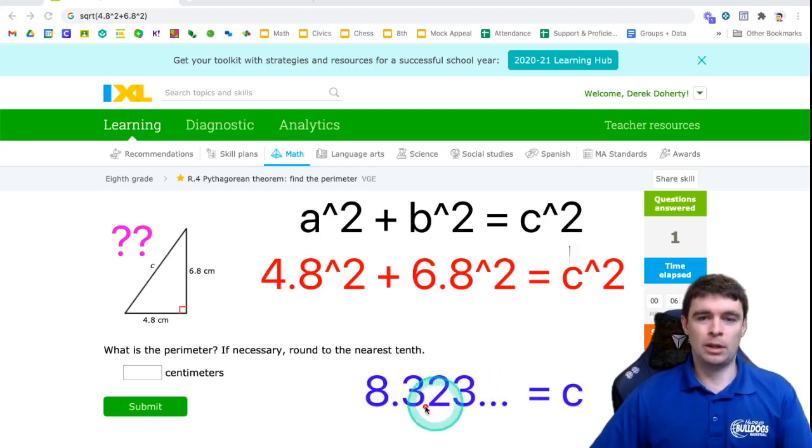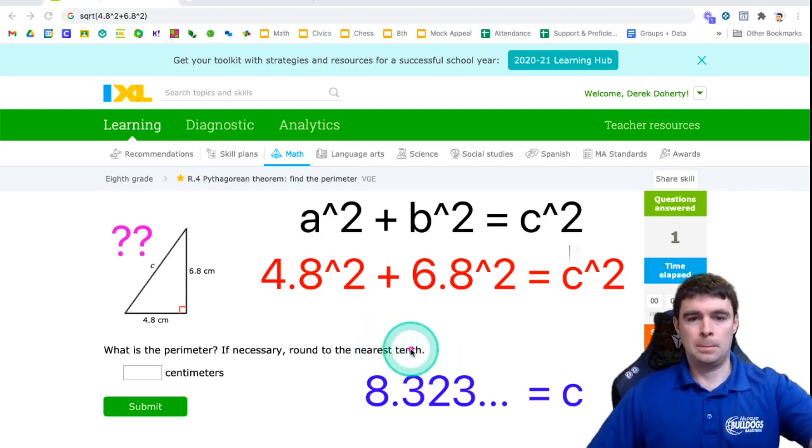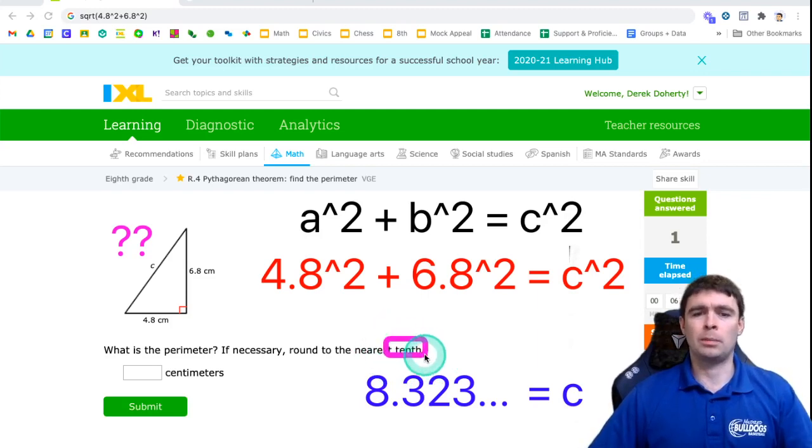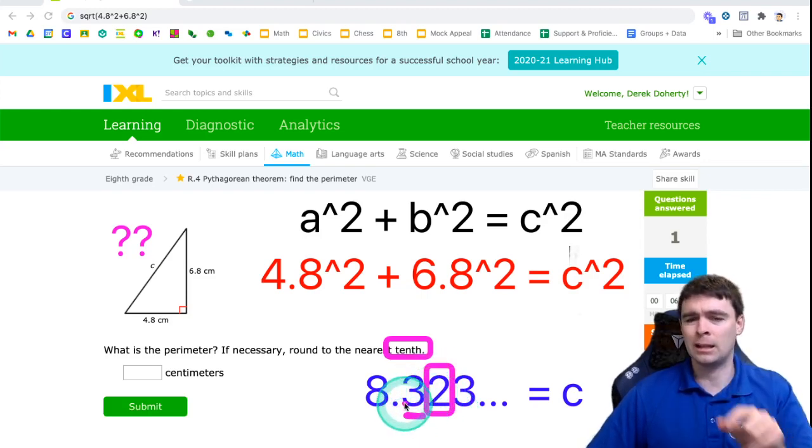Now at that point, I need to go to the nearest tenth. So if I need to go to the nearest tenth, sorry, putting a pink box around to make that easier to think about, I'm going to say the 3 is in the tenth spot. It's one place after the decimal. I look right after the 3 to see a 2 is the digit that showed up after. That means I don't round up. I keep it at 8.3.